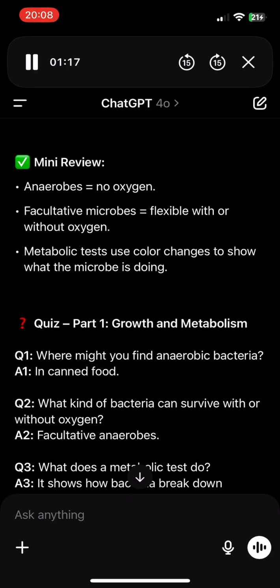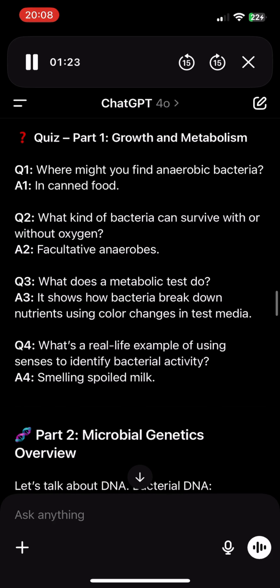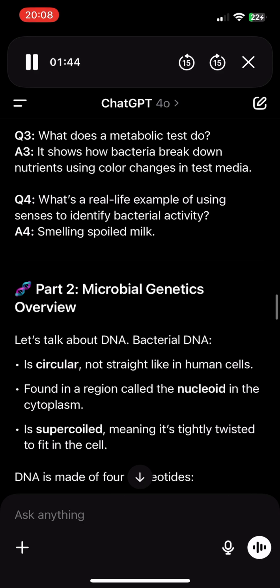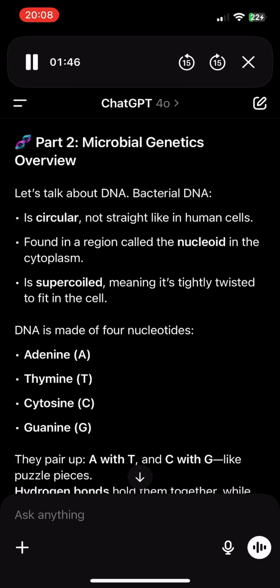Quiz Part 1, Growth and Metabolism. Q1, where might you find anaerobic bacteria? In canned food. Q2, what kind of bacteria can survive with or without oxygen? Facultative anaerobes. Q3, what does a metabolic test do? It shows how bacteria break down nutrients using color changes in test media. What's a real-life example of using senses to identify bacterial activity? Smelling spoiled milk.